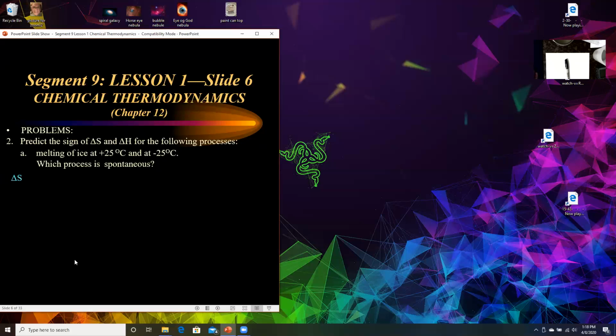Okay. So delta S, we've got the process. We're going from solid water to liquid water. And we're going from order. Think about what a solid is. A solid is a regular ordered pattern of particles. And the liquid, you have the particles, but they're not locked into place. They can move around on each other.